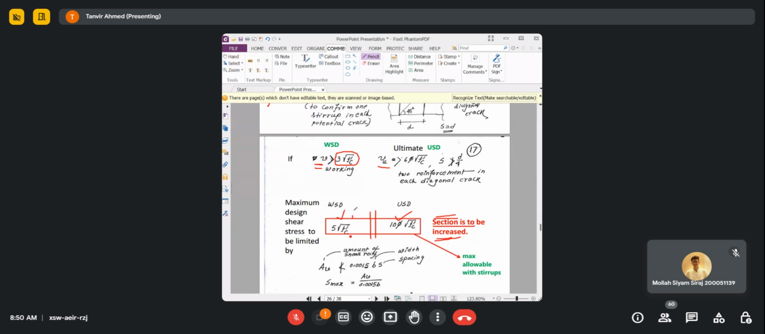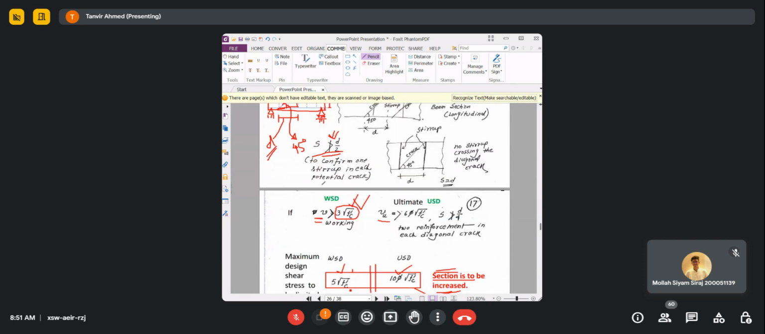One is that shear stress itself should not be less than 5 square root of FC prime, or 10 phi square root of FC prime in case of USD. And for this one, what I said is that if your shear stress is this much, shear stress is allowed, it's not a problem. But in that case, the spacing of the stirrups should not be more than d by 4.